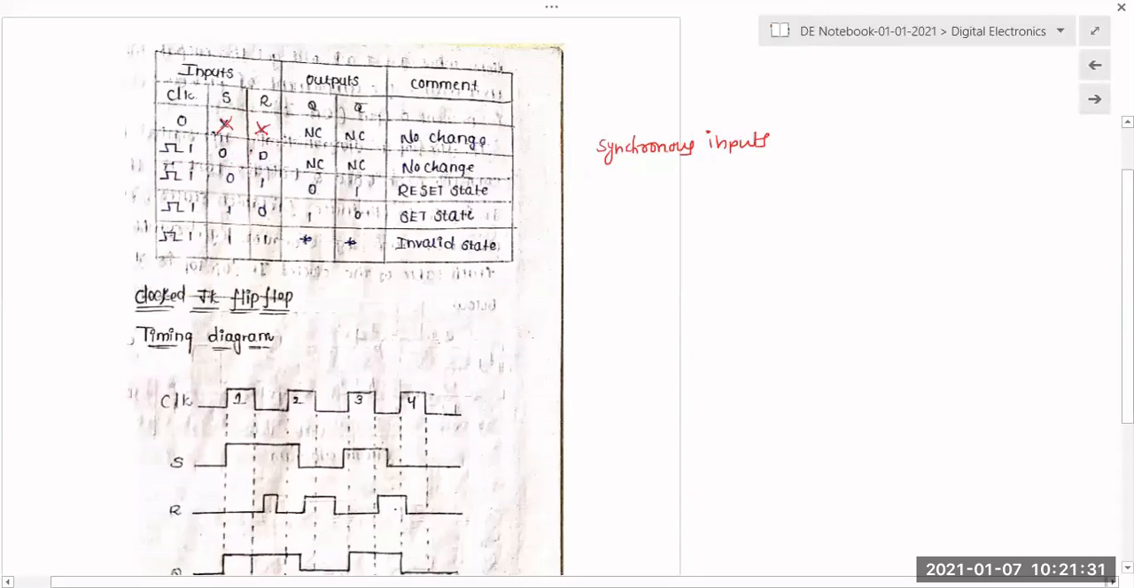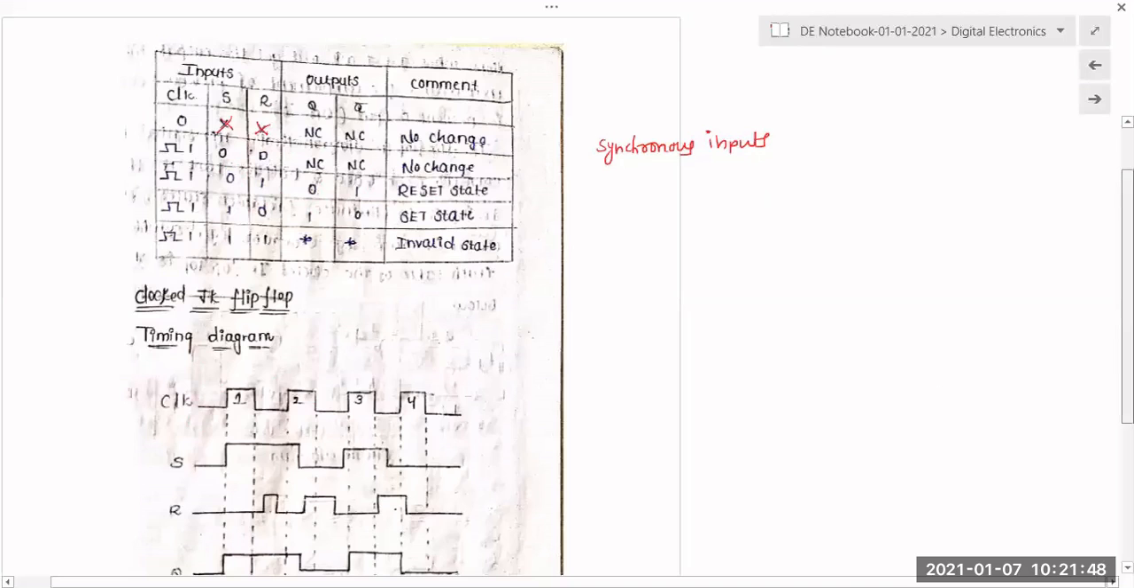So accordingly, in that particular diagram, as I already explained yesterday, whenever 0 0, no change. And 0 1, since R has 1, it is the reset state. And 1 0 is the set state. 1 1 means invalid state. Okay, and the clock timing diagram for this one.